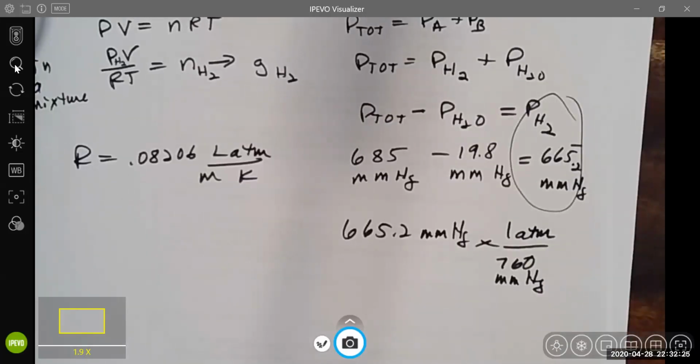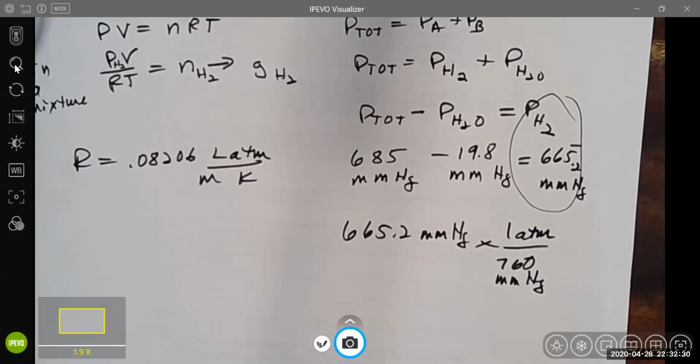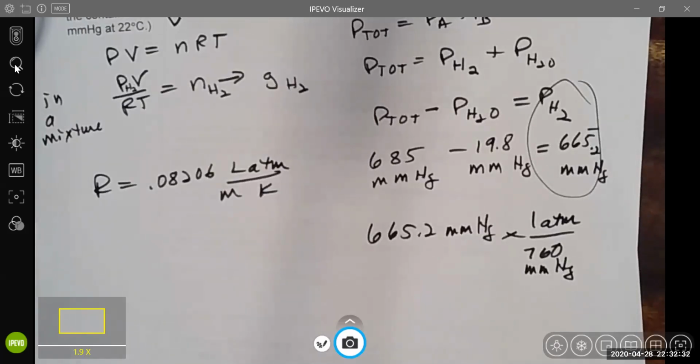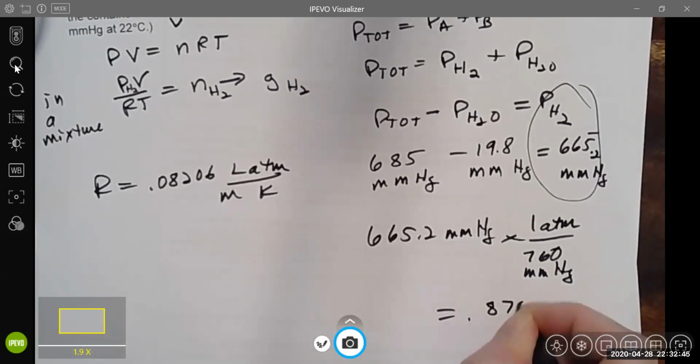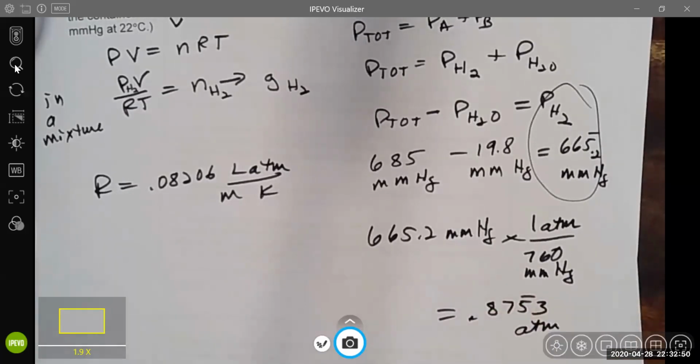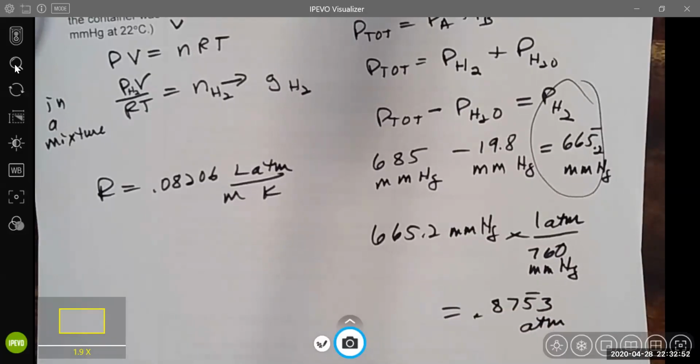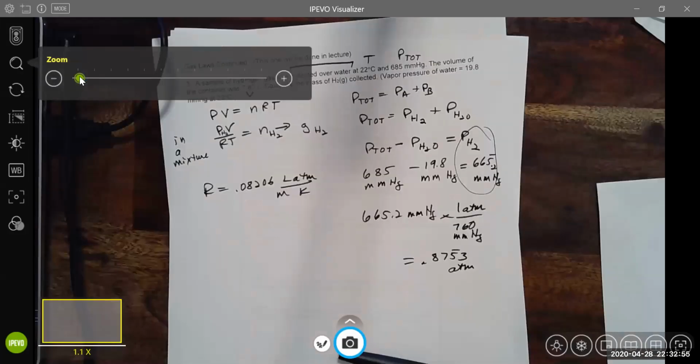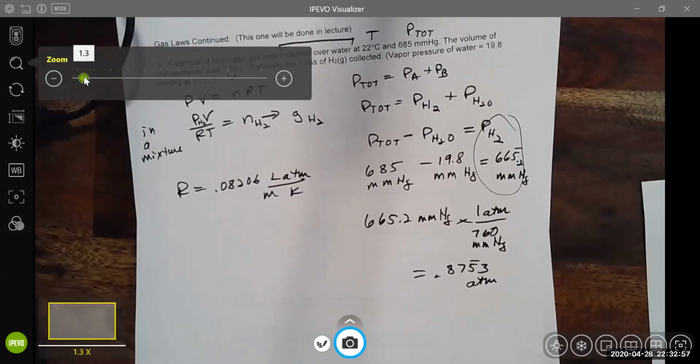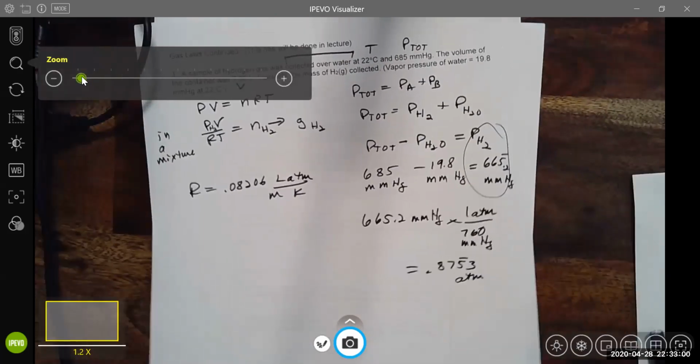And if I do that calculation, let me calculate it real quick. 665.2 divided by 760 is 0.8753 atmospheres. Again, I'm carrying an extra sig fig with me. I'm going to zoom out just a little bit here, so we can see more of the paper.